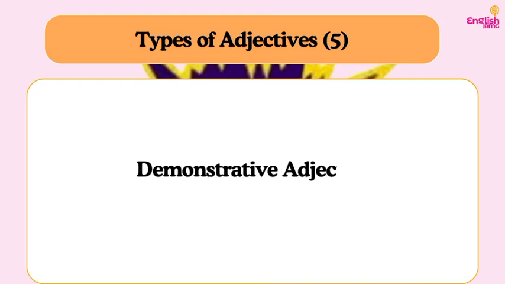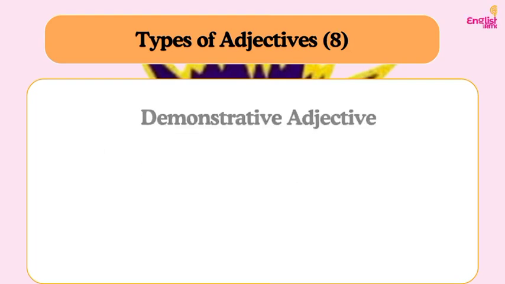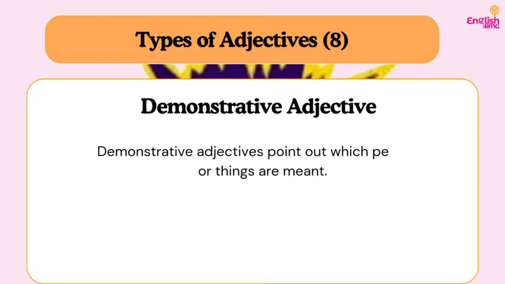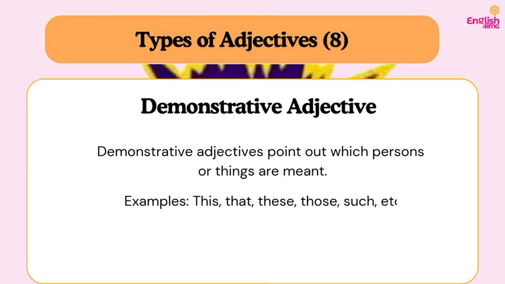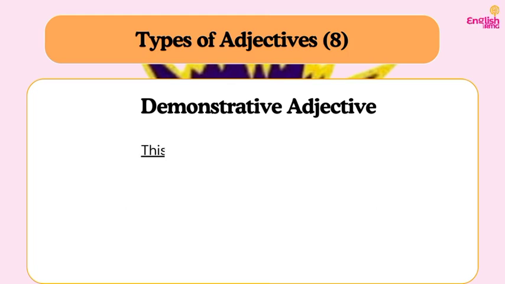So let's move on to the next type of adjectives, which is what? Demonstrative adjectives. So we've learned proper adjectives, we've learned adjectives of quality, we've learned adjectives of quantity. So now we're moving on to demonstrative adjective. Demonstrative adjectives point out which person or things are meant. So examples include this, that, these, those, such, etc. So it is used to point out which or what exactly am I talking about.